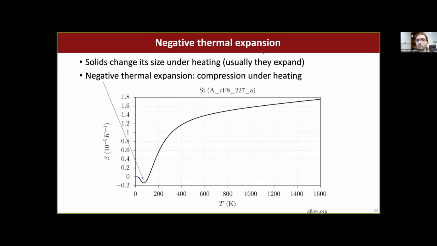So a bit of a special topic for today will be to discuss a quite peculiar effect of negative thermal expansion. I told you that solids usually expand on heating, but there might be an effect for some of them when they actually compress. You can see here is silicon with diamond structure, and at low temperature, we can see that the thermal expansion coefficient is actually negative. And that might be useful for some applications.